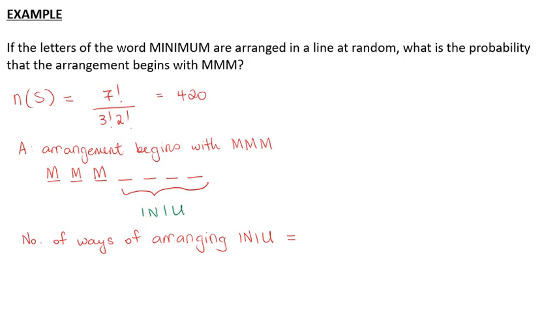And that would be 4 letters, so 4 factorial divided by 2 of them are alike, 2 factorial, and that's going to give me 12. And that represents your NA, right? The number in A, which means the probability of A, the probability that your arrangement begins with MMM is going to be 12 divided by 420, which is 1 over 35.